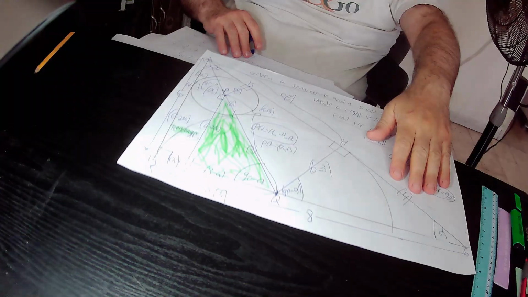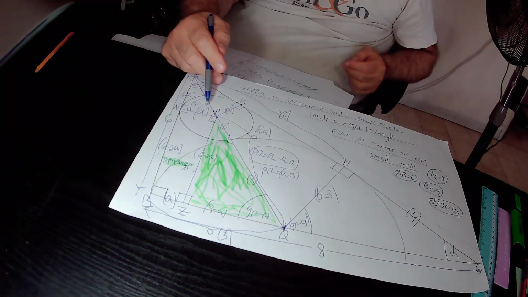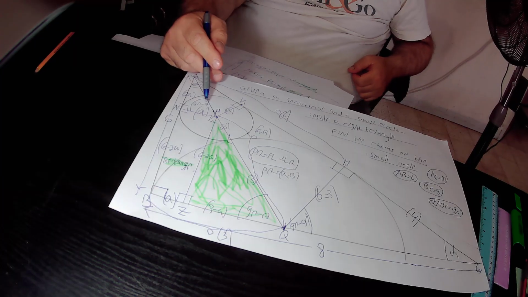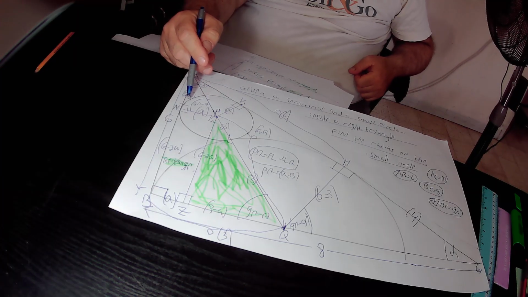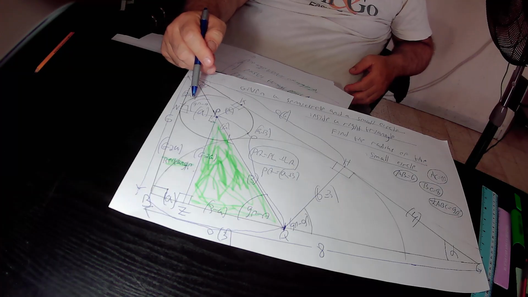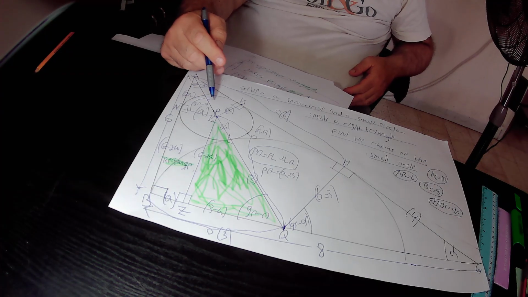In the next step, we join points P and N together by a straight line. Point P is the center of this small circle, point N is the point on the small circle itself, therefore PN is the radius of this small circle. We define the radius of this small circle as A. A is the radius that we are looking for in this question.